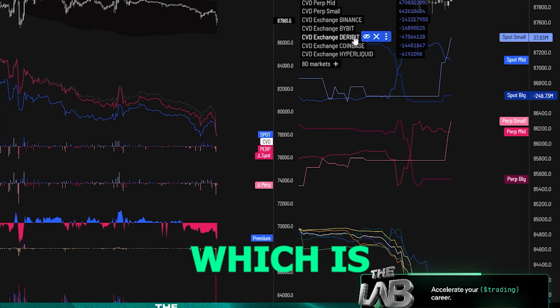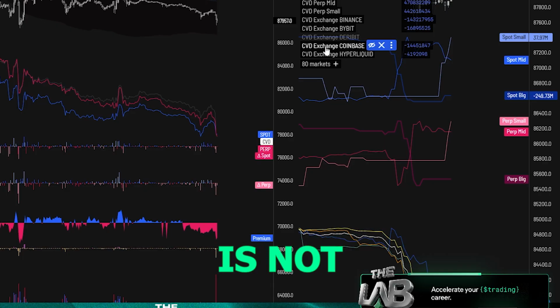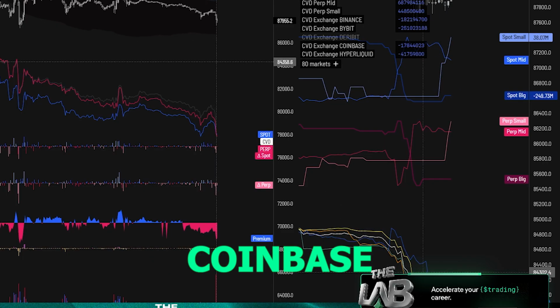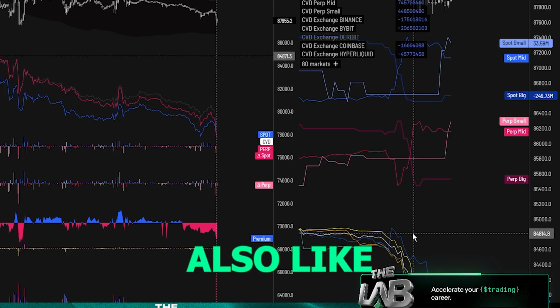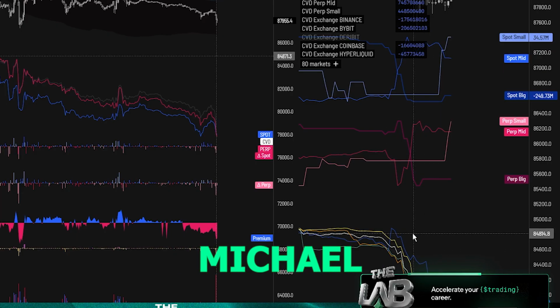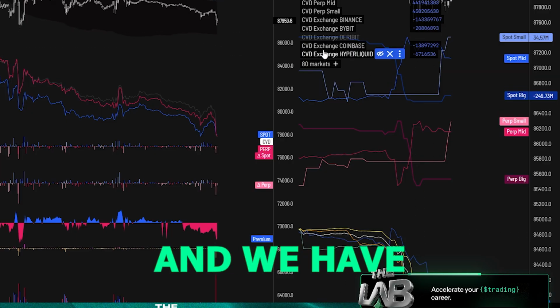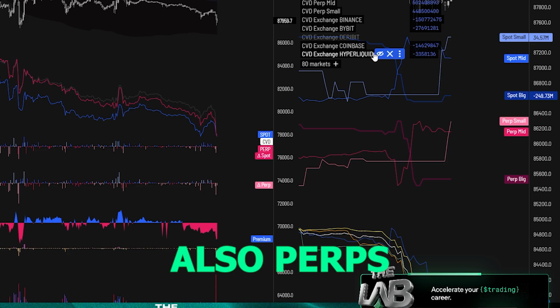Then we have Deribit, which is option markets. I think this one is not really a signal. It's usually turned off. Then we have Coinbase Spot, the blue one, also the preferred venue of Michael Saylor, for example. So if you want to spot Saylor in the books, keep an eye on the CVDs by Coinbase. And we have Hyperliquid, the one in green, which is also perps.